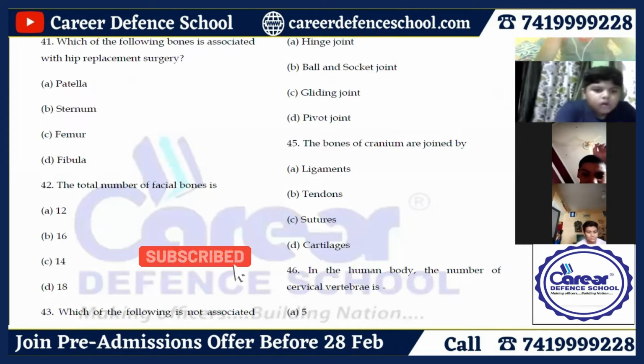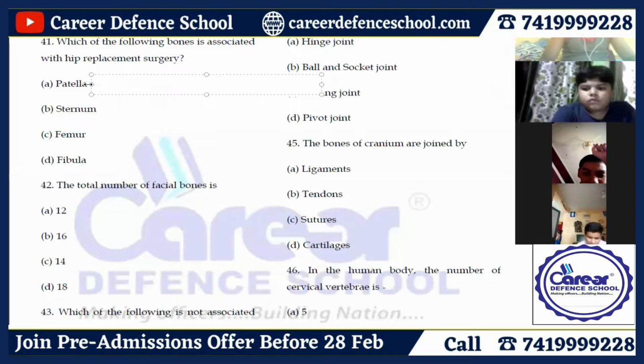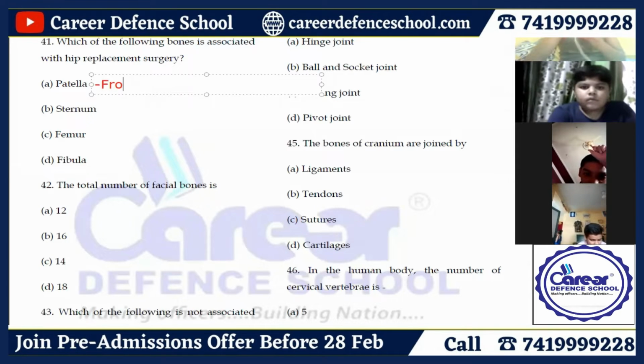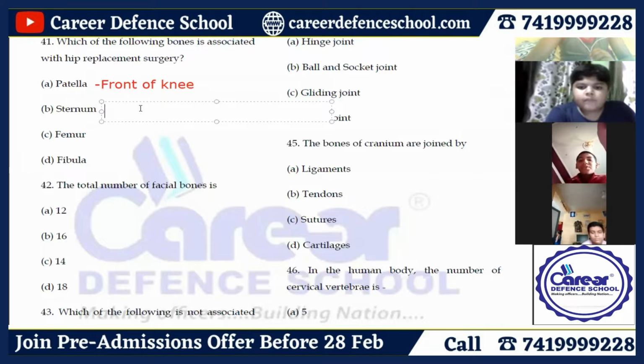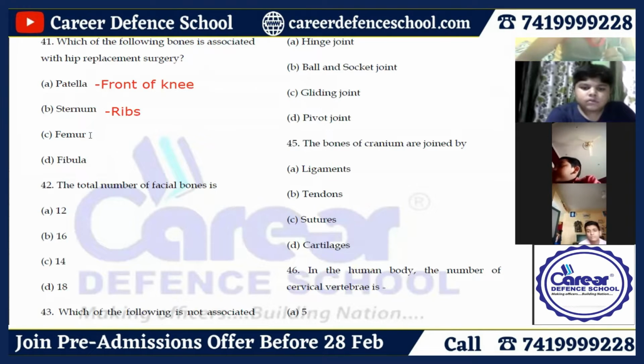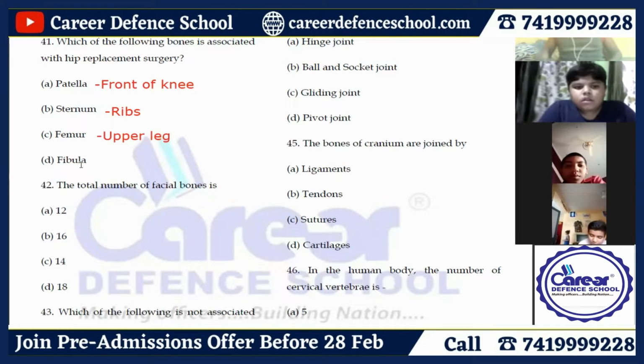Just tell me, Yogeshwar, can you tell me where is the patella bone found? It is found in the front of your knee. Second, the sternum is found in the? It is found in the ribs. Femur is found in the upper leg. And fibula is found in the lower leg.